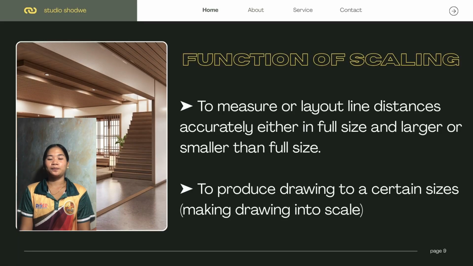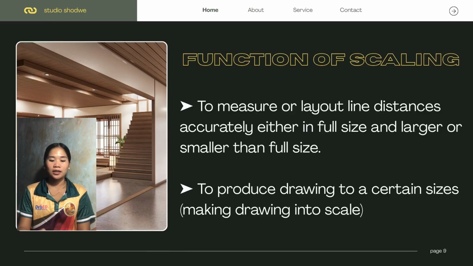So, let's start. Function of scaling. To measure or lay out line distances accurately, either in full size and larger or smaller than full size. Scaling helps us measure lines correctly, whether they are the same size, bigger, or smaller than the real object.